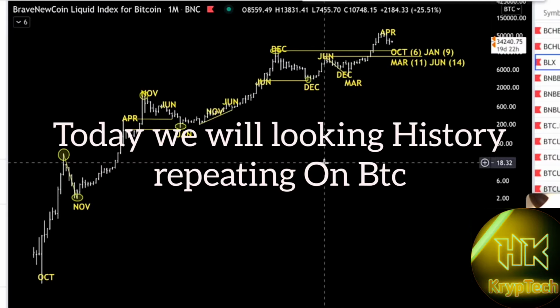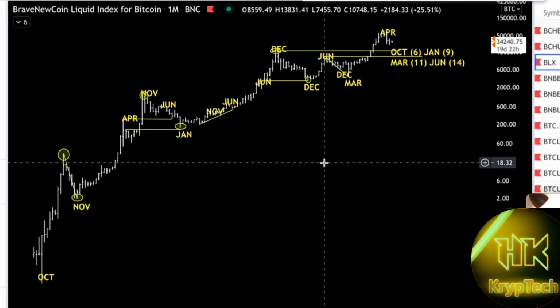Today we're looking at history repeating on Bitcoin. We're looking at 4 turns in the market, how far we can project forward for a worst case or best case scenario when it comes to a Bitcoin low.